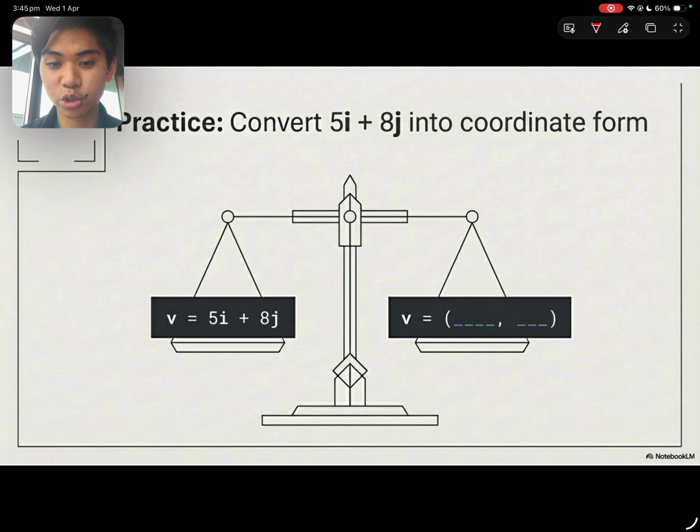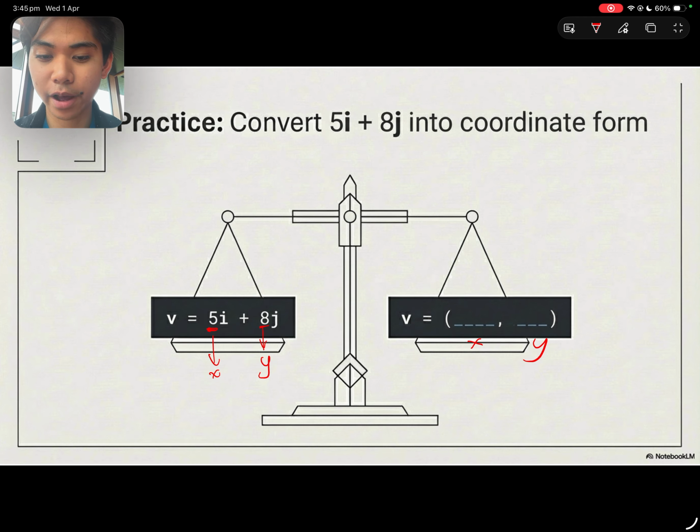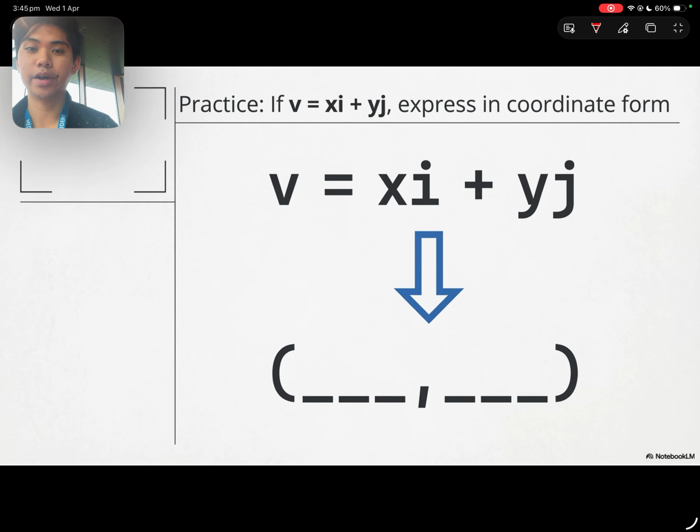Now into coordinate form, I have my 5 as my x component and my 8 as my y component. So in terms of my x, y coordinate form, I'll be doing 5 comma 8. Let's express this fully in coordinate form. As I just said, if we have v equals xi plus yj, then in coordinate form we'll just be doing x comma y.